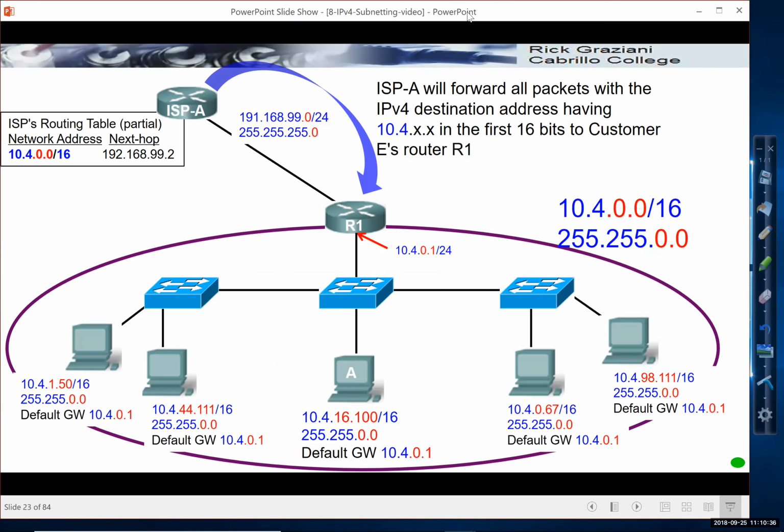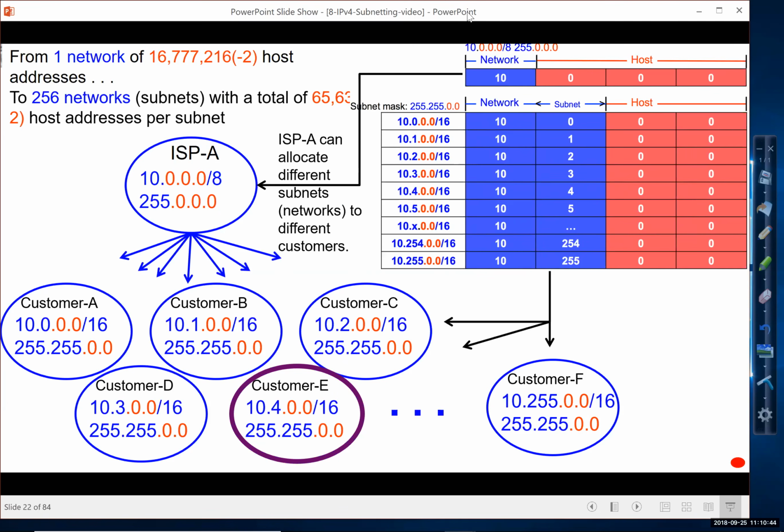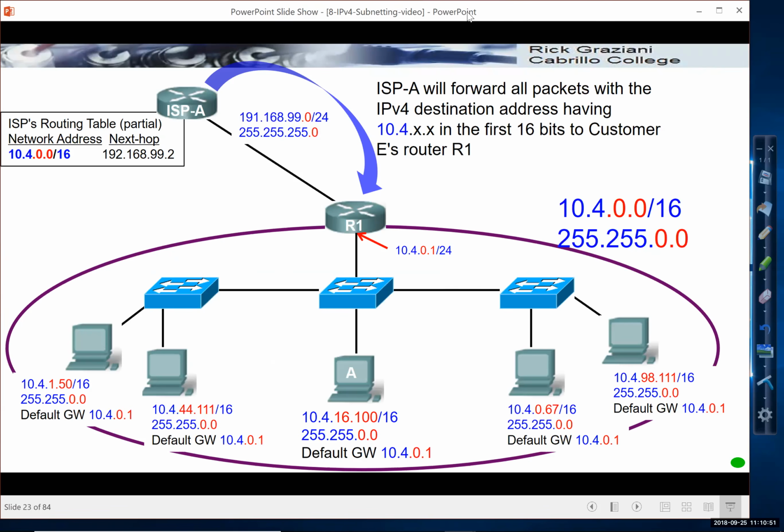Let's take a look at one of our customers, the 10.4.0.0/16. If I back up here, we see customer E in the purple circle. Let's take a look at what their network looks like. First of all, it's important to recognize that ISP-A is going to forward all packets with an IPv4 destination address having 10.4, the first 16 bits matching 10.4, to router R1. That's even in its routing table. So this has now been allocated to customer E, who has the 10.4.0.0/16 subnet.